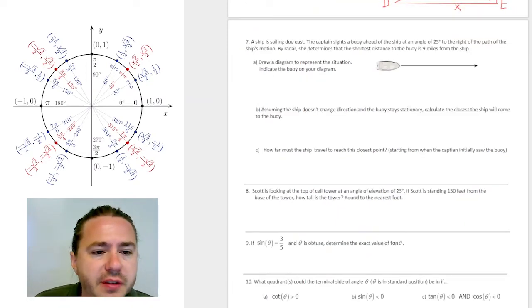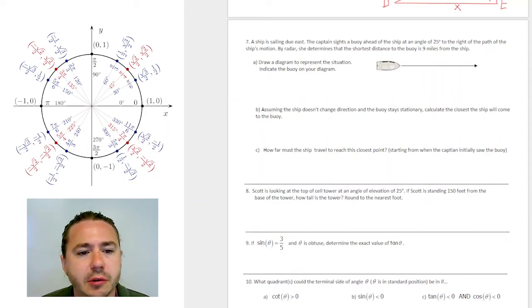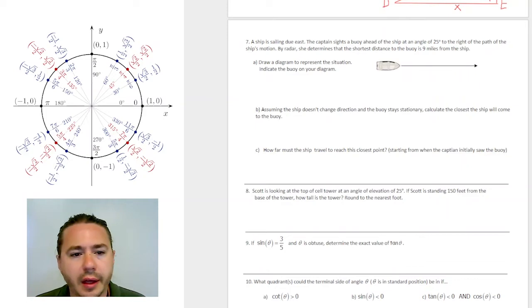It says a ship is sailing due east. Okay, so that's like to the right. The captain sights a buoy up ahead at an angle of 25 degrees to the right of the path. So from their perspective, that would be like this way. Almost like we're doing a negative angle measure here. So 25 degrees is going to be something like this. It doesn't have to be perfect. Just get rid of that to make this look a little nicer.